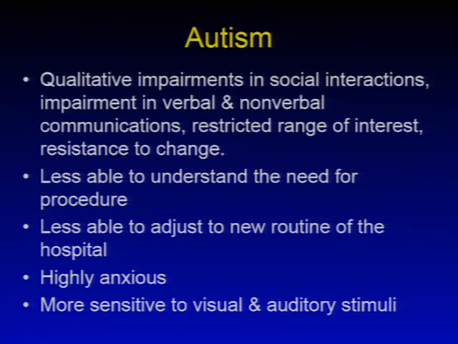Autism is a qualitative impairment in social interaction and impairment in verbal and nonverbal communication, which results in a restricted range of interest and resistance to change. These patients are usually less able to understand the need for the procedure, less able to adjust to the new routines of the hospital, are highly anxious, and more sensitive to visual and auditory stimulus. It is important, therefore, for anesthetic management to use auxiliary services to help with transition, to keep the preoperative and postoperative areas with decreased visual and auditory stimulation, and to decrease anxiety by having families stay close to them constantly.